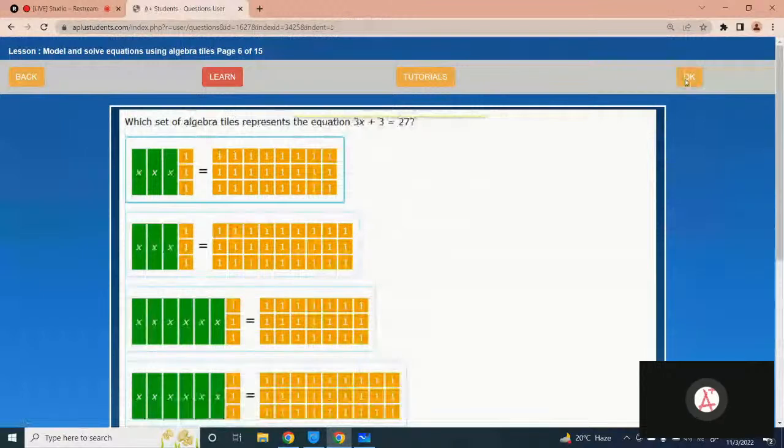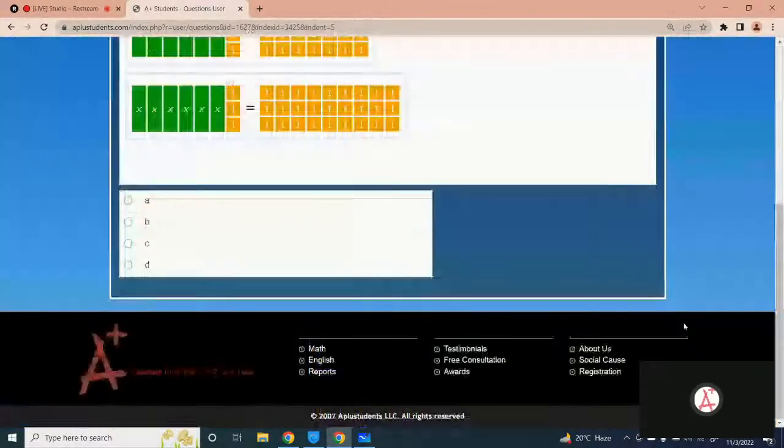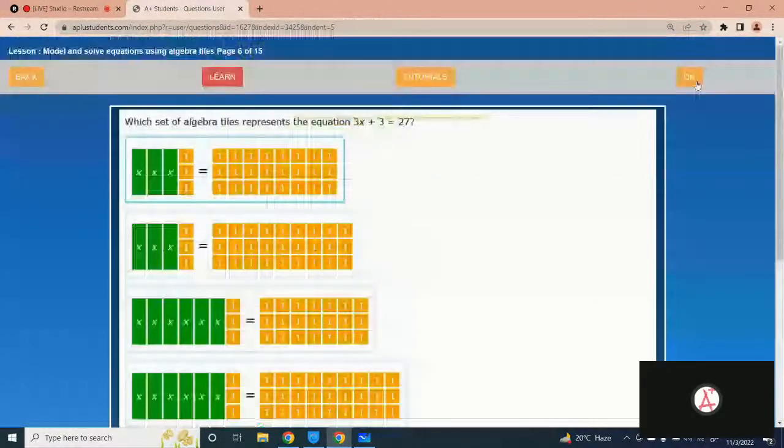Okay, which set of algebra tiles represents the equation 3x plus 3 equals 27? So which of the options is the correct one? It would be 1, 2, 3, 4, 5, 6, 7, 8, 9. Which option is the correct one? It would be the second one. Let me just count these tiles. 1, 2, 3, 4, 5, 6, 7, 8, 9. Yes, it would be the second option. Got it? Yes, just select the correct option. Very good. And click on the OK button.